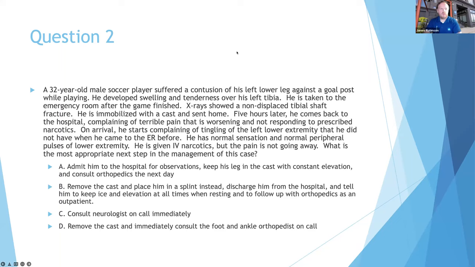So question number two: a 32-year-old male soccer player suffered a contusion to his left lower leg against a goalpost while playing. He developed swelling and tenderness over his left tibia. He is taken to the emergency room after the game finished. X-rays showed a non-displaced tibial shaft fracture. He's immobilized with a cast and sent home.